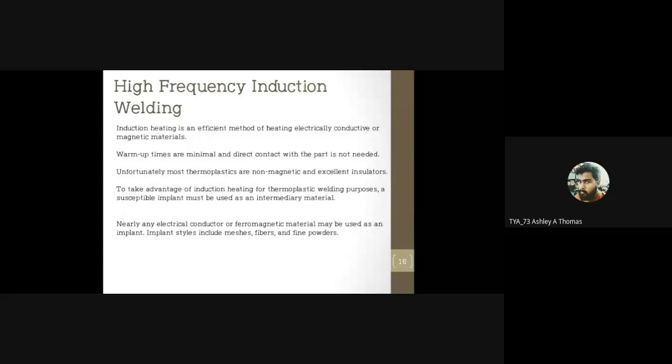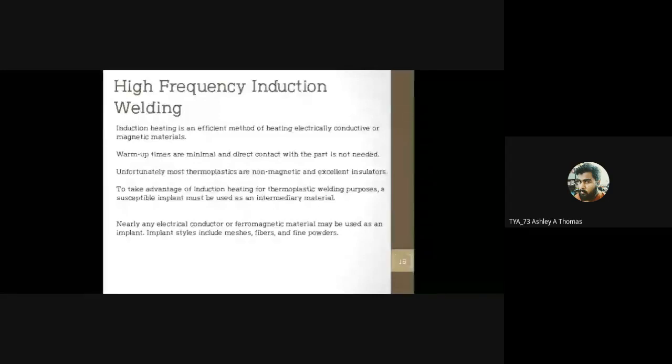So read the third statement correctly. Unfortunately, most thermoplastics are non-magnetic and excellent insulators. Now we have to use this induction welding, but the problem is that the material we are going to weld is non-magnetic and an insulator type. So what do we go for? The fourth statement: to take advantage of induction heating for welding purposes, an implant must be used.